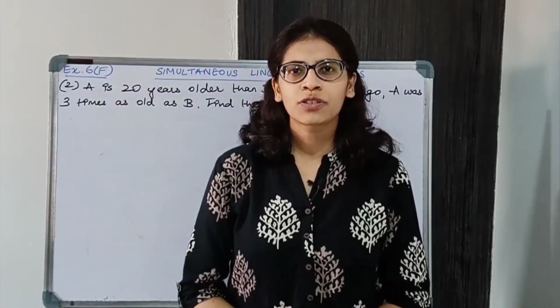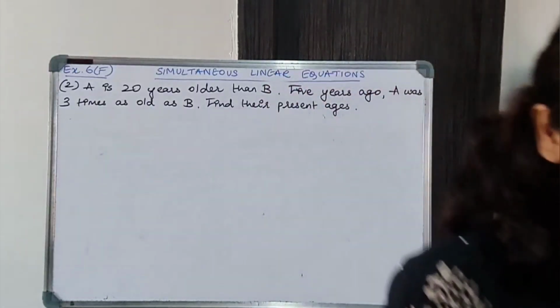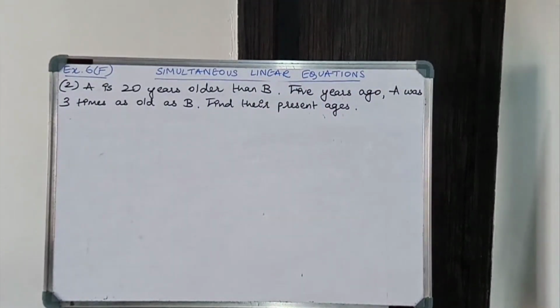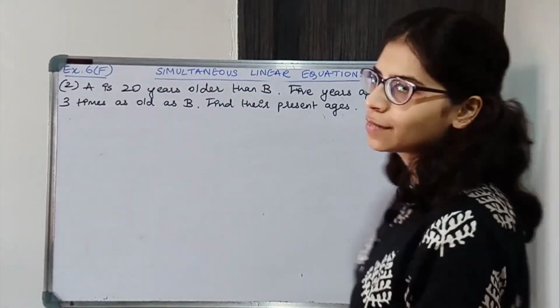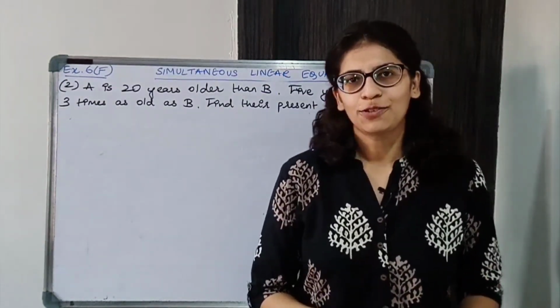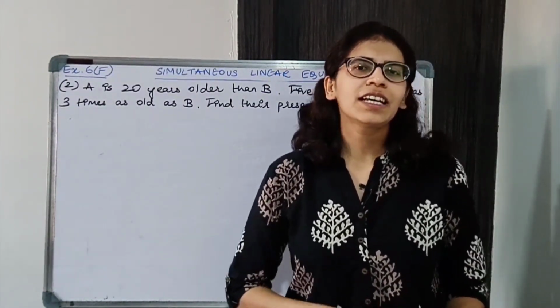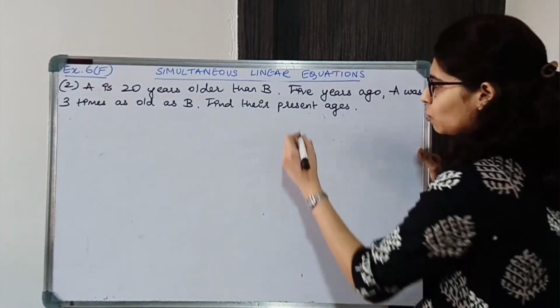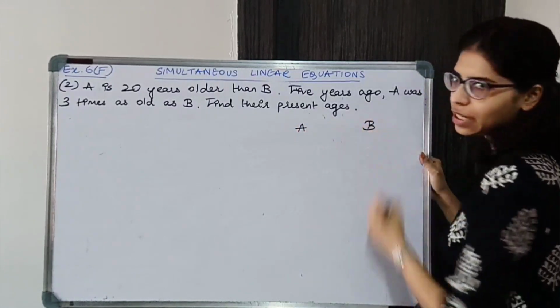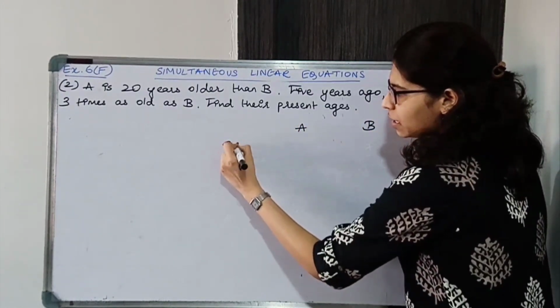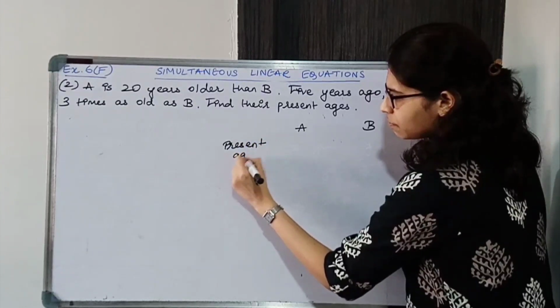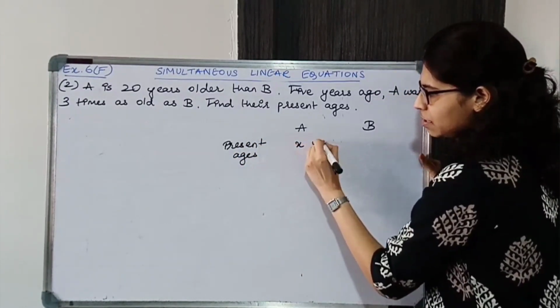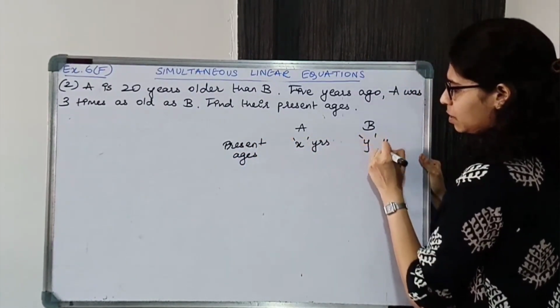Let's read the next question, question number 2. A is 20 years older than B. 5 years ago, A was 3 times as old as B. Find their present ages. We have A and B and we have to find their present ages. So let's say the present age of A is x years and B is y years. So A है, B है. Present ages इसका x years and इसका y years.